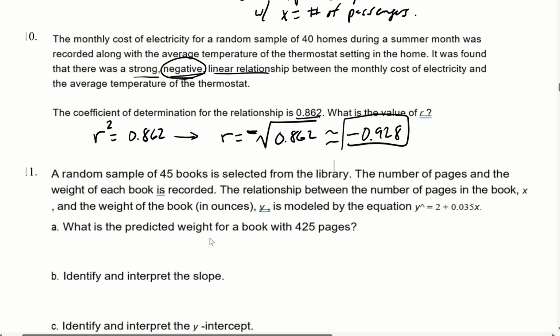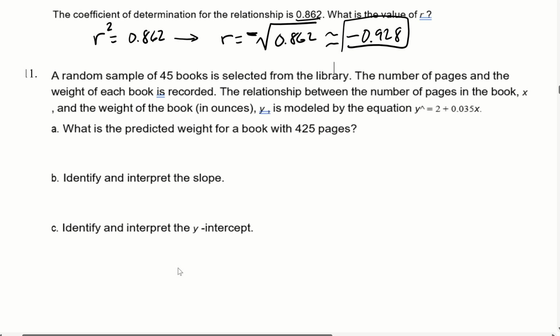All right, that's it. All right, number 11, a random sample of 45 books is selected from the library. The number of pages and the weight of each book is recorded. The relationship between number of pages and weight is modeled by the equation. So we got an equation, that's important. What is the predicted weight for a book with 425 pages? All right, so we got our y-hat equation. So remember, x is the number of pages, right? And they say 425 pages, so that's x. So we're just going to plug this into y-hat.